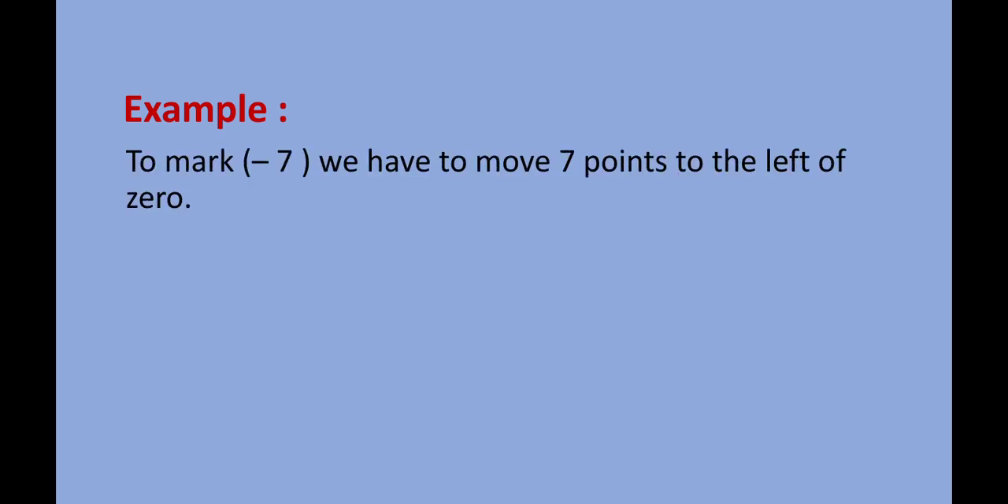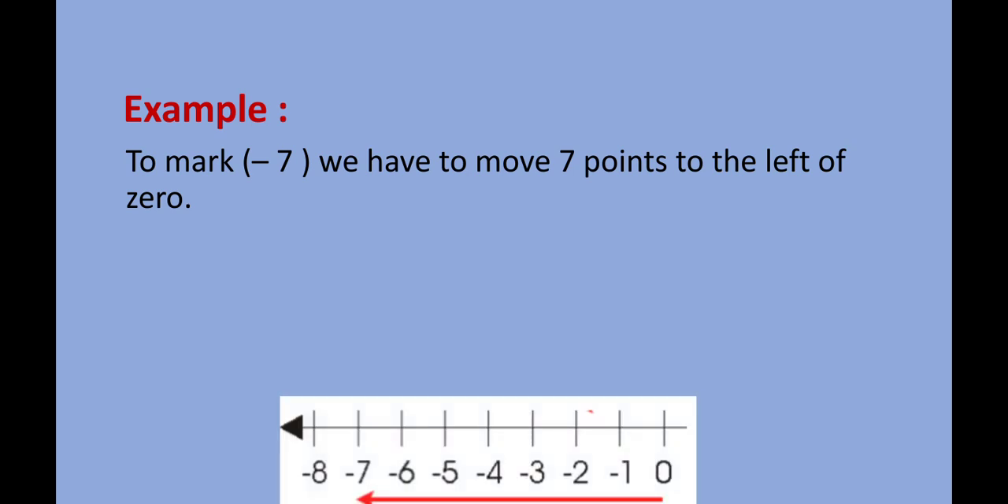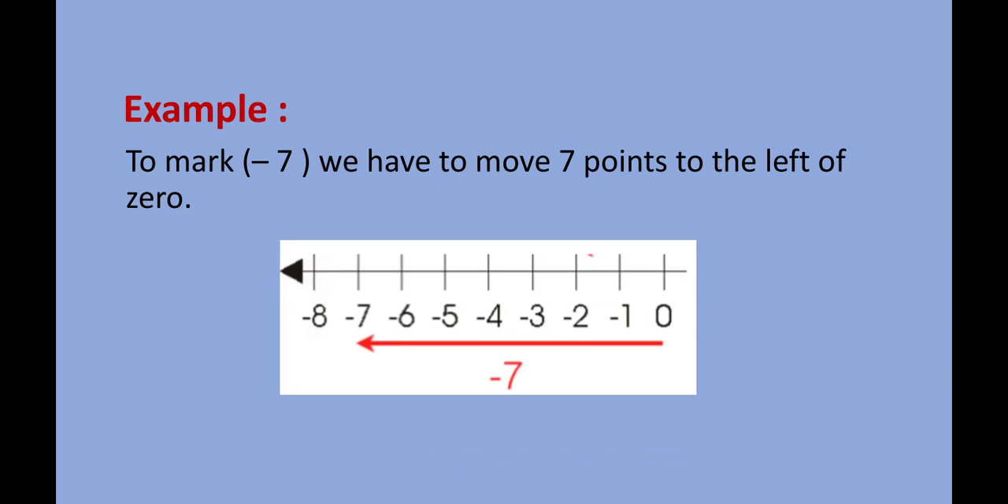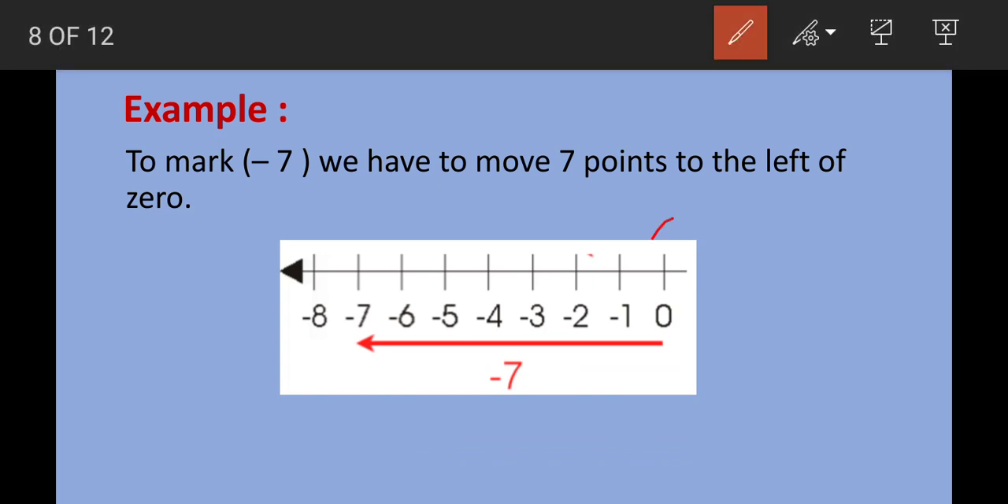To mark minus 7, we have to move 7 points to the left of 0. So first step is you have to draw the number line. After that you have to move 7 steps to the left of 0. Here is 0, so we have to move 7 steps. 1, 2, 3, 4, 5, 6, 7. In this way, we reach minus 7. So you have to put an arrow mark or you can circle it. You can encircle that number or put an arrow mark just above that number to represent that you are at number minus 7.